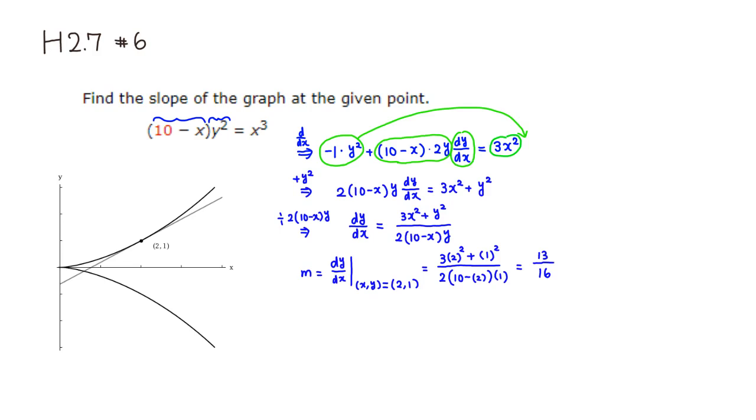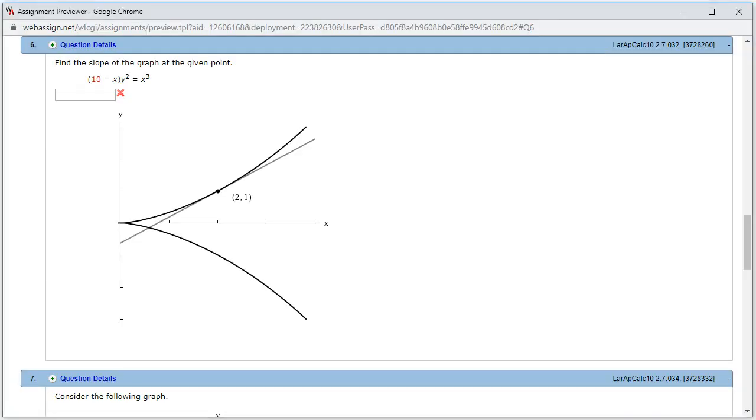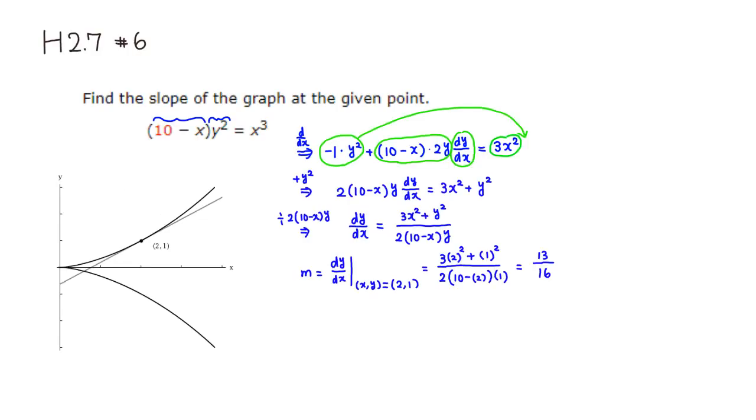So let's type it in. It came out to be 13 over 16. Let's check the answer. I came back and it looks like we got this one correct. That's it. I hope that this was clear.